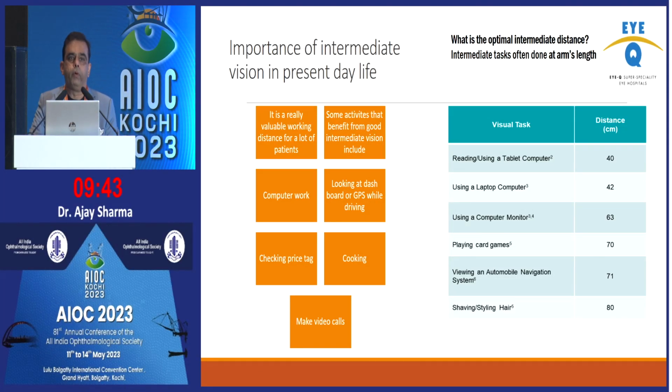A word on intermediate vision, very important, because we need to see what a patient wants. Intermediate vision can be different for different people. Intermediate can be using a tablet or a computer, around 40 centimeters, and shaving or styling hair can be around 80 centimeters, and it can be cooking, checking a price tag, and computer work for various other people. So this again is a very important part.